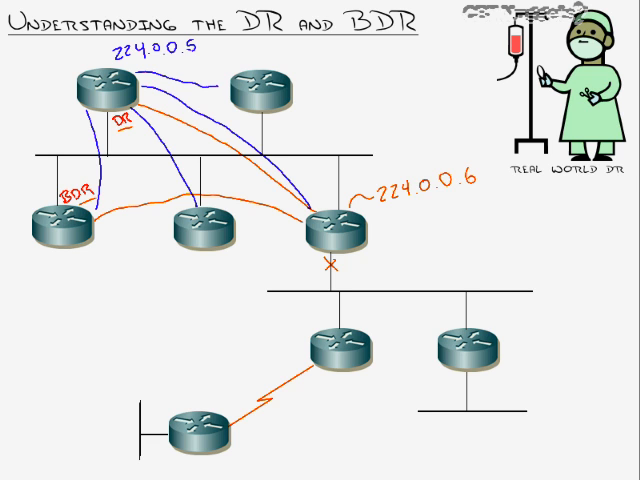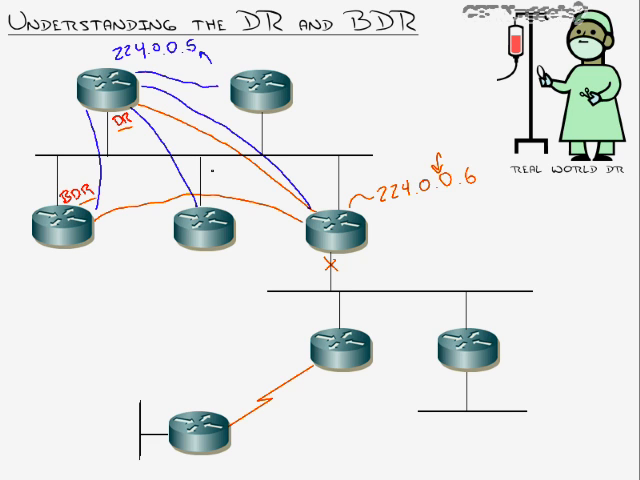OSPF uses two of them. One of them for all OSPF routers, and the other for the DR and the BDR OSPF routers. That eliminates a huge amount of traffic that's going to be sent between all those routers for every single update.